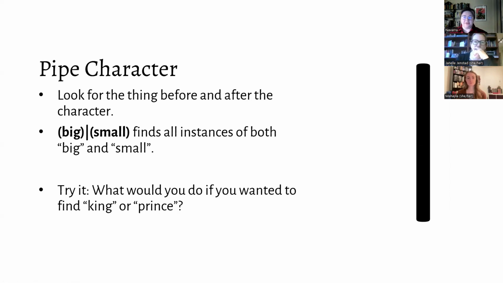Now, let's say we had two full words that we wanted to look for rather than two individual characters. We can use a pipe character to do that. The pipe character, this straight up and down line, is going to look for all instances of the thing before it and also the thing after it. So for example, if you wanted to look for all instances of the words big or small, you type each of them out with a pipe character in between.